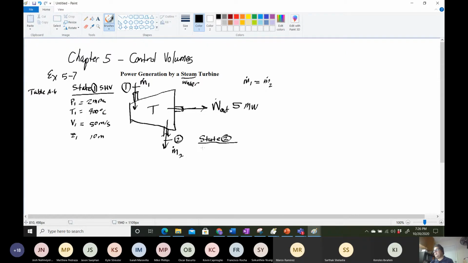So let's take a look at this. For this problem, it's real simple what it is. I'm sorry, this is P2 now. It's 15 kilopascal. So T2 is equal to, so we have a drastic drop in pressure, and we don't have T2. They don't give us temperature.